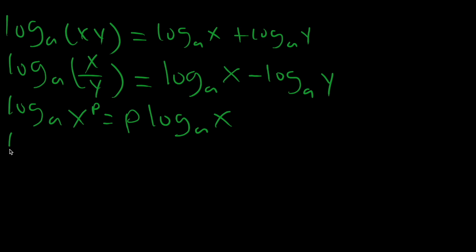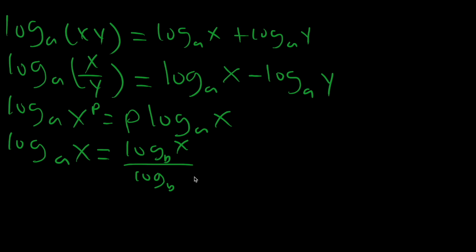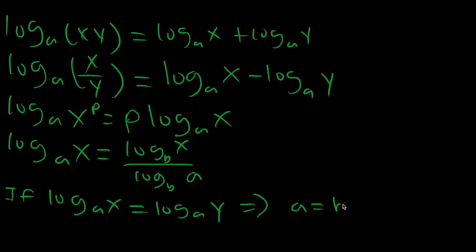Another one is the change of base rule. So log base a of x is going to be equal to log base b of x over log base b of a. And b can be any number. Another one is the equality rule. So if log base a of x is equal to log base a of y, then x is equal to y, sorry.